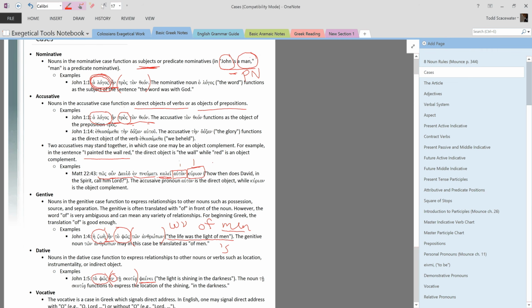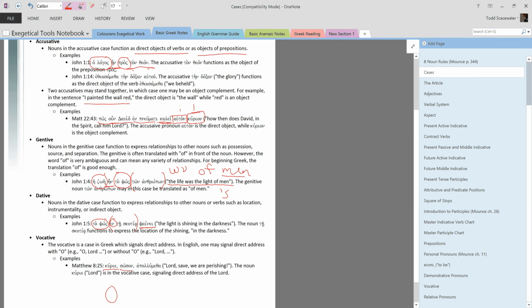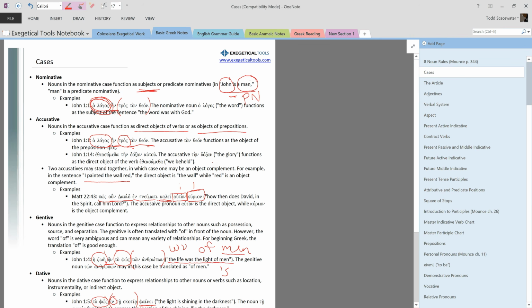Remember, a basic review to put in the most basic terms: the nominative is the naming case and usually signals the subject. The accusative is the objective case and usually signals a direct object. The genitive case signals relations such as possession, source, or separation. And the dative case usually signals location, instrumentality, or indirect object. And lastly, the vocative signals direct address. These are the 5 cases in Greek. Please keep these in mind.